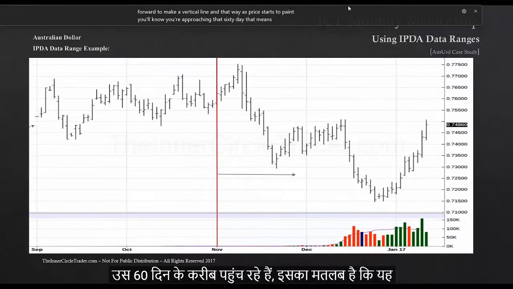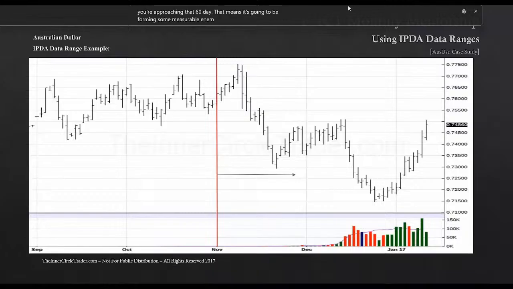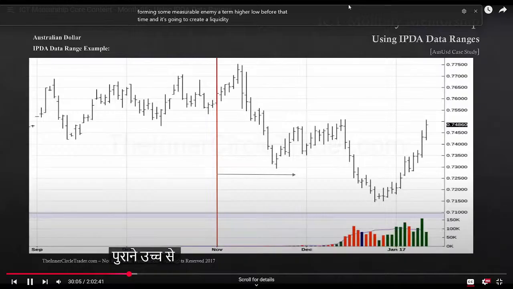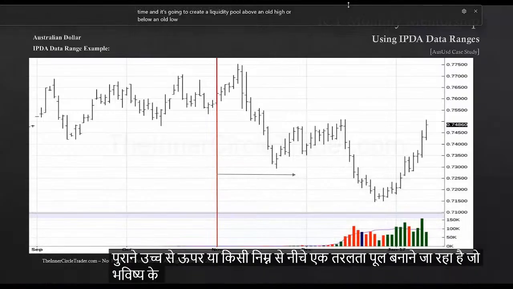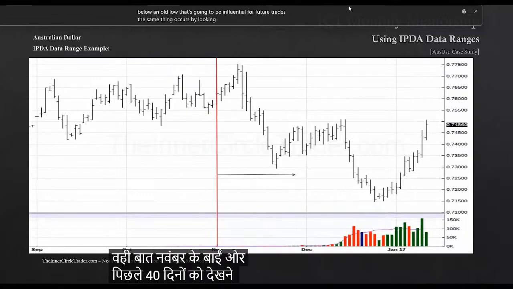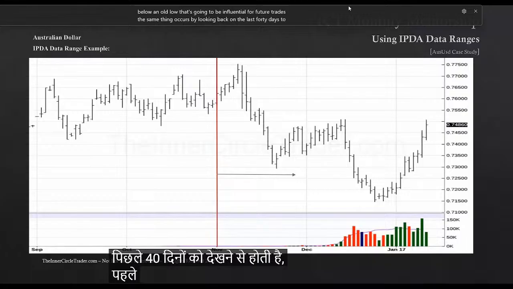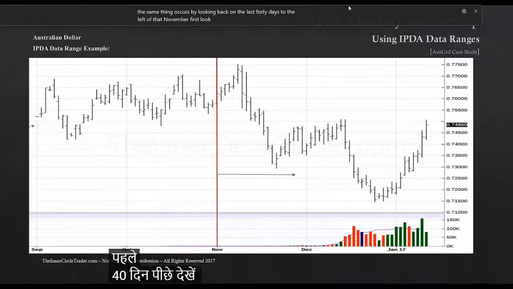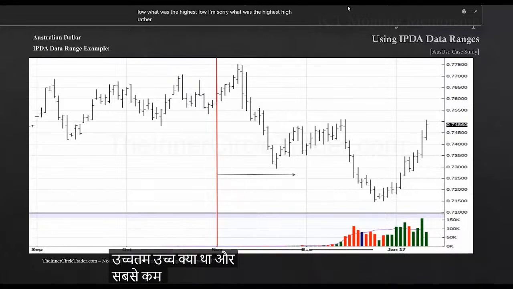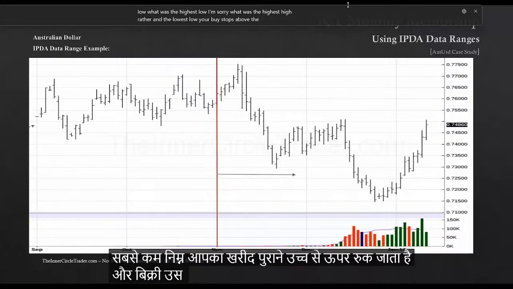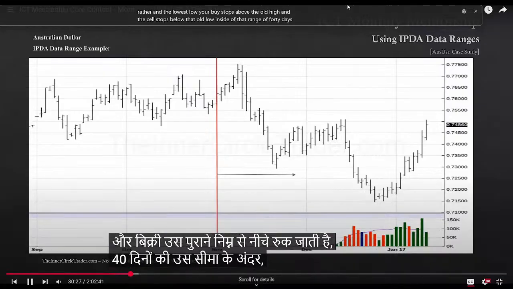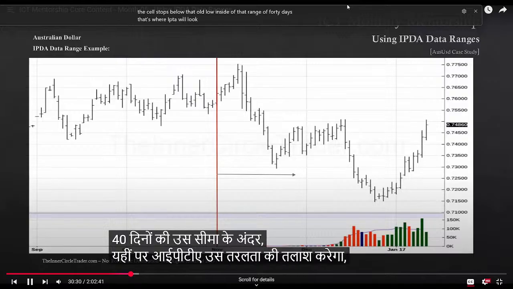That means it's going to be forming some measurable intermediate term high or low before that time. And it's going to create a liquidity pool above an old high or below an old low. That's going to be influential for future trades. The same thing occurs by looking back on the last 40 days to the left of that November 1st. Look back 40 days. What was the lowest low? What was the highest high, rather, and the lowest low? Your buy stops above the old high and the sell stops below that old low. Inside of that range of 40 days, that's where IPDA will look for that liquidity.